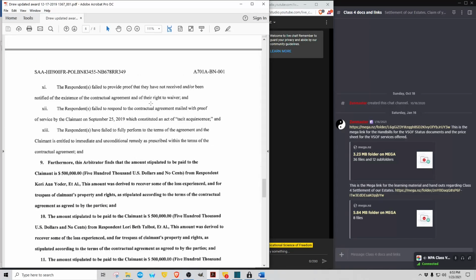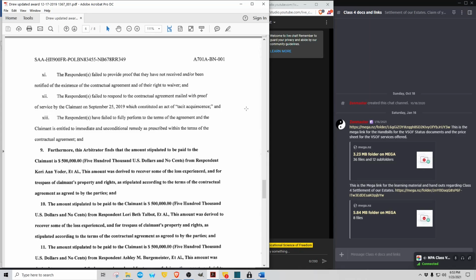The respondent failed to provide proof that they have not received or have not been notified of the existence of the contractual agreement and or their right to waiver. And the respondents failed to respond to their contractual agreement mailed with proof of service by the claimant on September 25th, 2019, which constituted an act of tacit acquiescence. And the respondents have failed to fully perform to the terms of the agreement, and the claimant is entitled to immediate and unconditional remedy as prescribed within the terms of the contractual agreement.